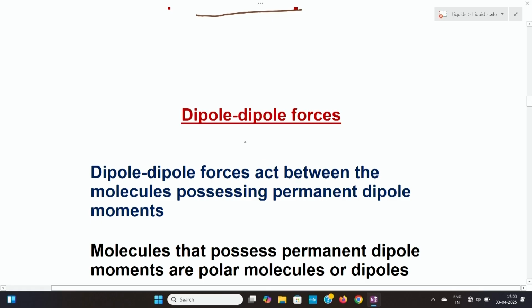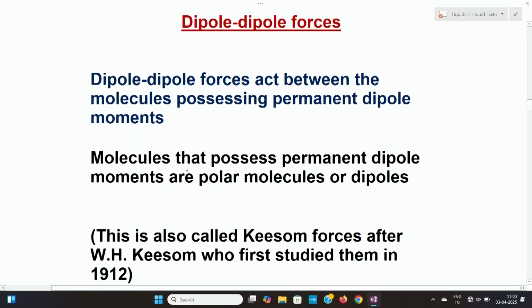As the name says, here we have the attractive forces between two polar molecules. Dipole forces means the interactions between two polar molecules. That means polar molecules have dipole moments. The molecules that possess permanent dipole moments are called polar molecules or dipoles.